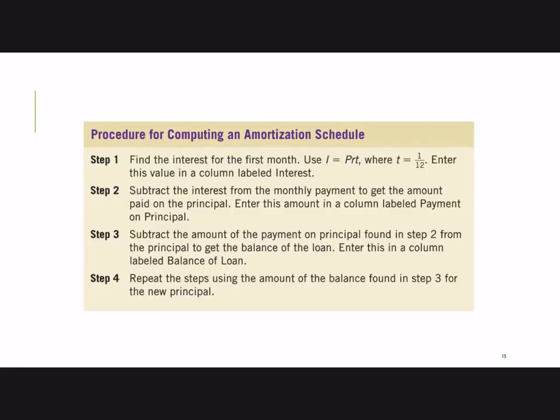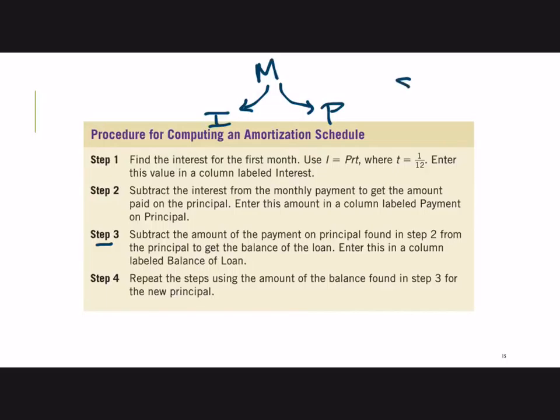So here's the process. We need to find the interest for the first month, and then we're going to take the monthly payment and subtract away the amount that goes towards interest, and that allows us to see the amount that goes towards the payment on the principal. So we're subtracting interest from the monthly payment, recording the two different amounts in the table, and then in step 3, we subtract the payment on the principal to get the new balance of the loan.